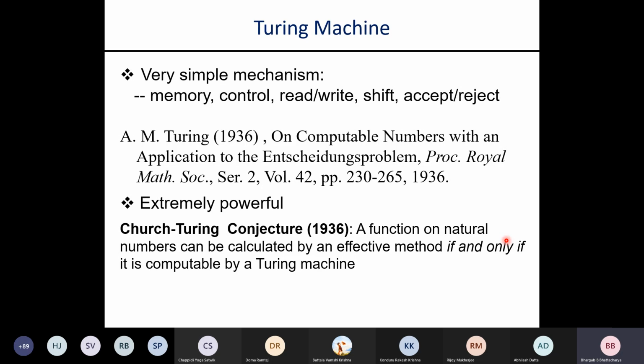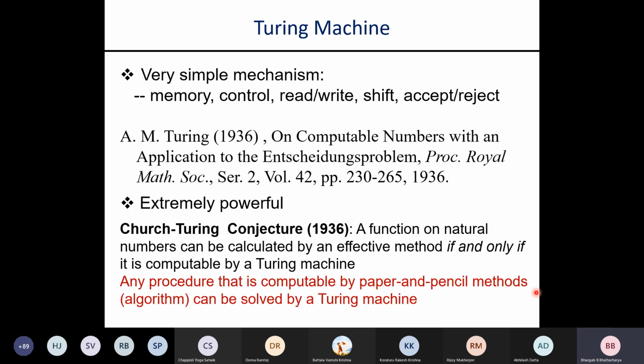And there is a conjecture known as the Church-Turing conjecture, which states that a function of natural numbers can be calculated by an effective method if and only if it is computable by a Turing machine. In simple terms, it means that any procedure or algorithm that is computable by the paper and pencil method can be solved by a Turing machine. So if you conceive of an algorithm which terminates, if you can write a set of instructions, pen and pencil method, then that can be executed by a Turing machine that can process your input and give you the desired output.